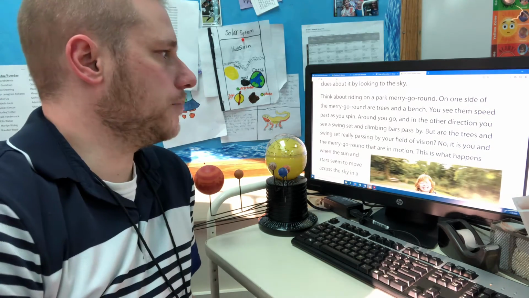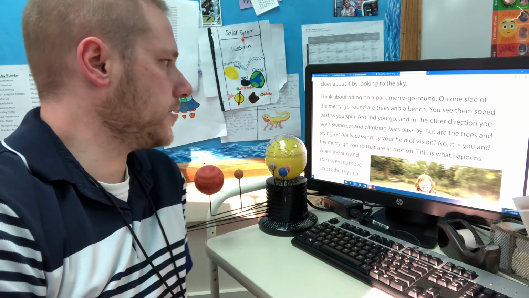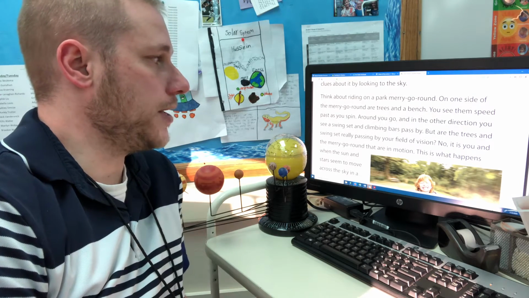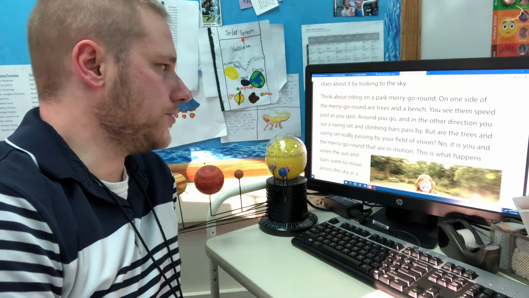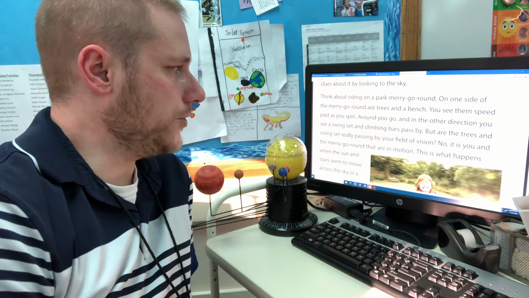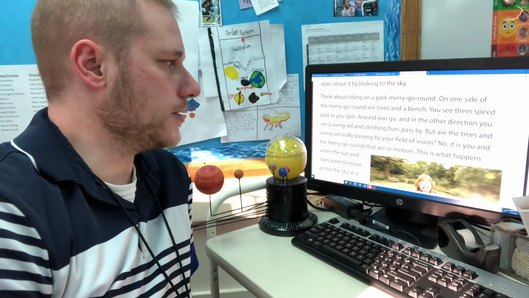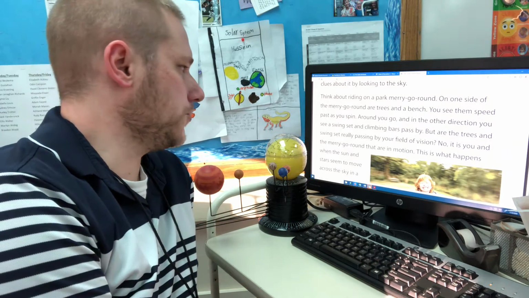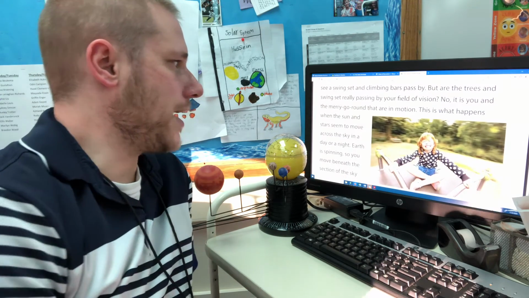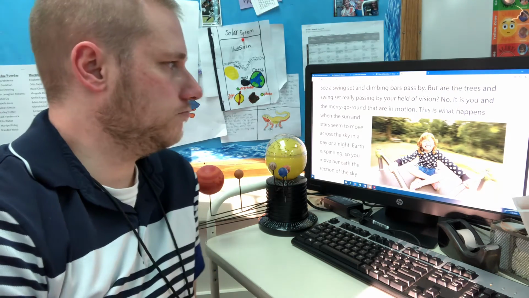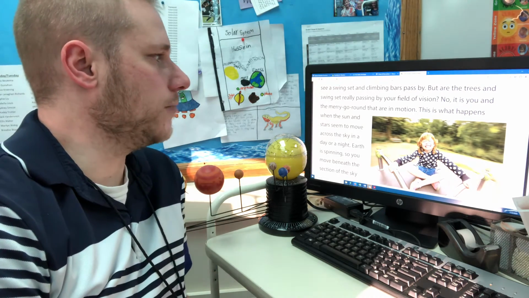Think about riding on a park merry-go-round. On one side of the merry-go-round are trees and a bench. You see them speed past you as you spin. Around you go. In another direction, you see a swing set and climbing bars pass by. But are the trees and swing set really passing by your field of vision? No, it's you and the merry-go-round that are in motion.